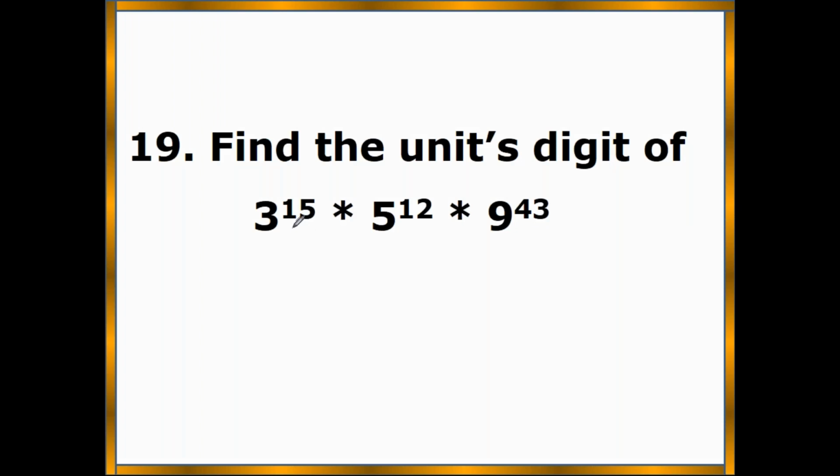So 3 power 15. Whenever they give 3 power 15, divide 15 by 4. 4 threes are 12, the remainder is 3. Whenever the remainder is 3, the power becomes 3. So 3 power 3 means 7. 7 is the last digit for 3 power 15, into 5 power anything.